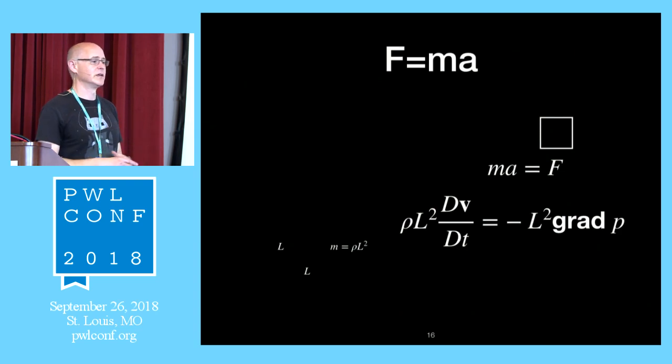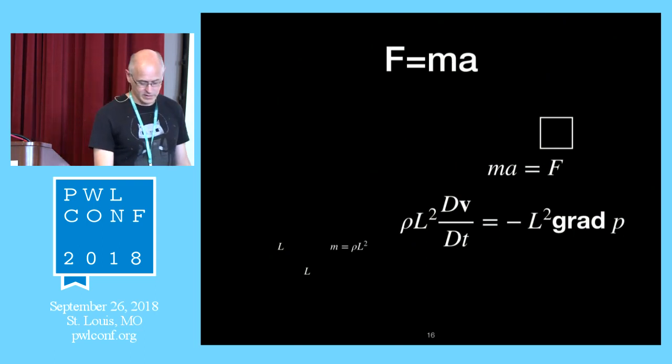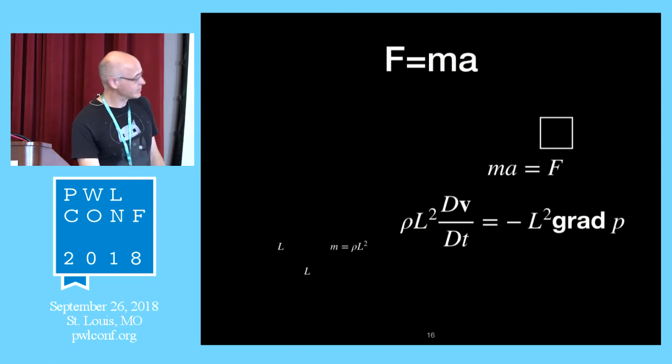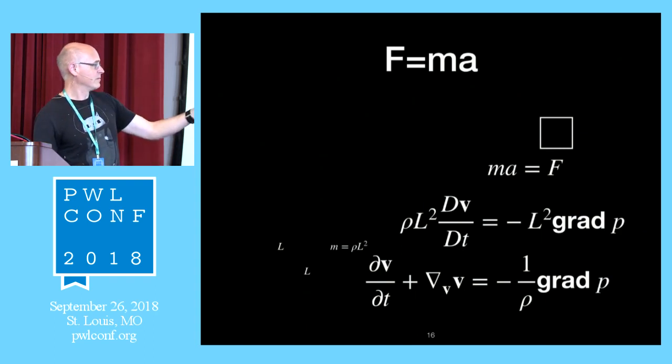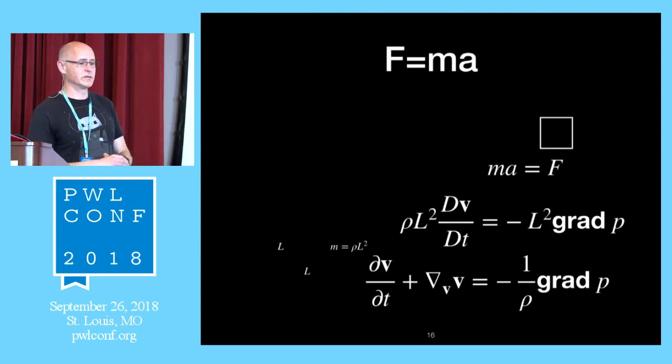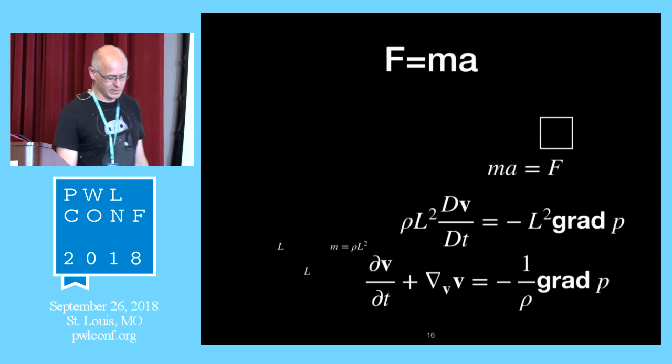So at the end of the day, we're saying the total derivative of velocity is just minus the gradient of the pressure. And that's pretty much the Navier-Stokes equation. There's a bit missing, but I've expanded out that total derivative. As I said before, it's the sum of two terms, this directional derivative and the partial derivative.